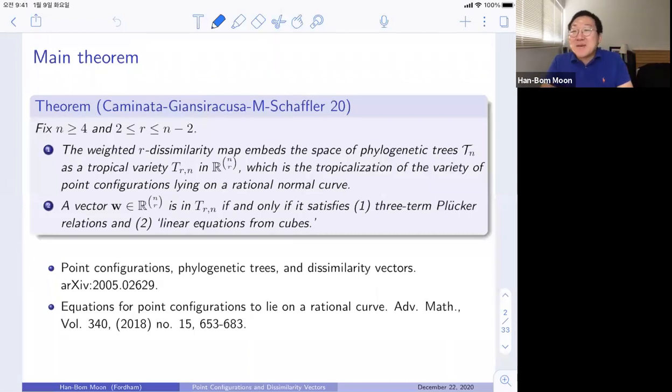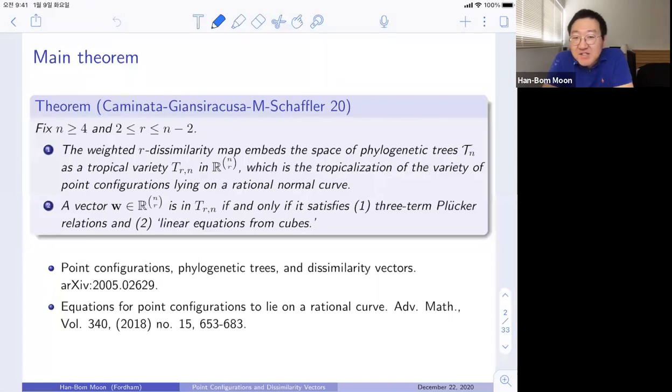So the main theorem is really, in some sense, a very basic one. We want to understand the defining equation of some tropical variety. So here is the statement. Let's fix two integer parameters n and r. Then the weighted r-dissimilarity map, of course, I'm going to explain the definition later, embeds the well-known space of phylogenetic trees T_n as a tropical subvariety T_n^r in R to the n choose r.